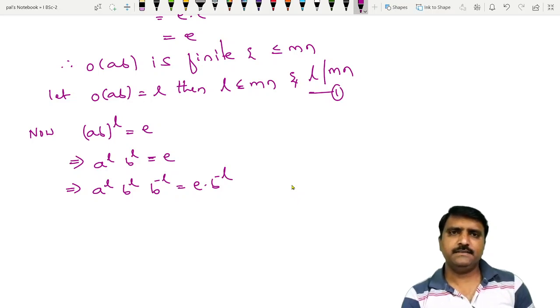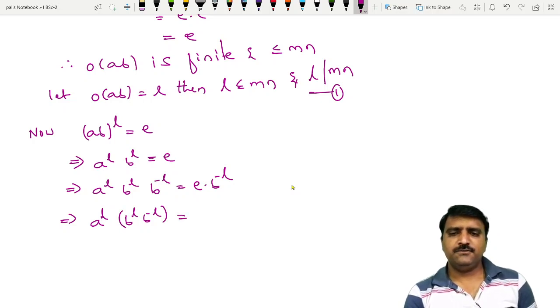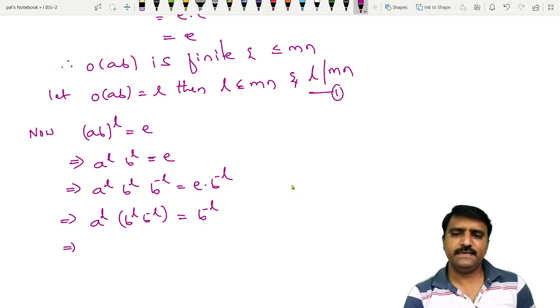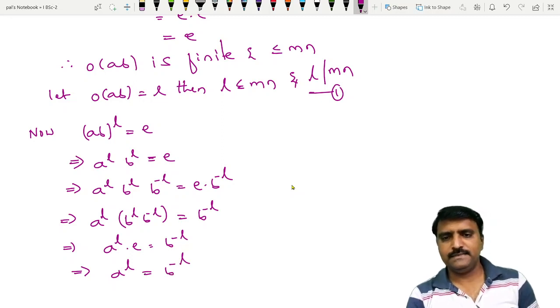You can multiply a common element on both sides, then its value is unaltered, which implies that a to the power of L into b to the power of L into b to the power of minus L, by using the associative property, is equal to the identity element. Whatever you multiply or operate with the identity element, the same comes out. It is b to the power of minus L, which implies that a to the power of L into E is equal to b to the power of minus L, which implies that a to the power of L is equal to b to the power of minus L.